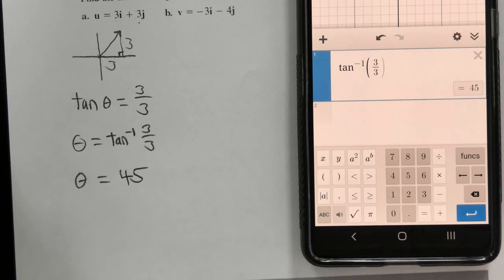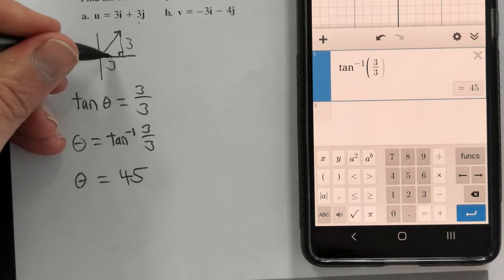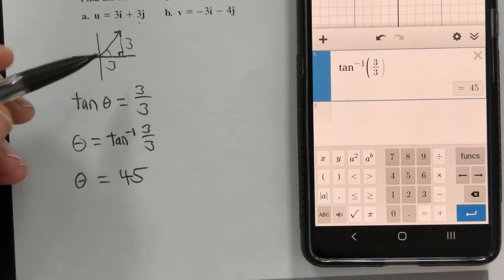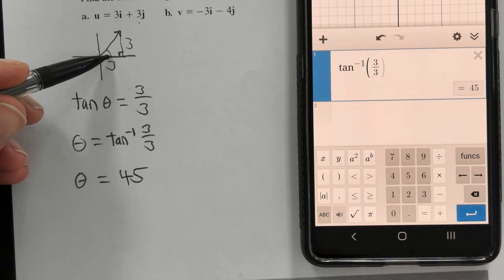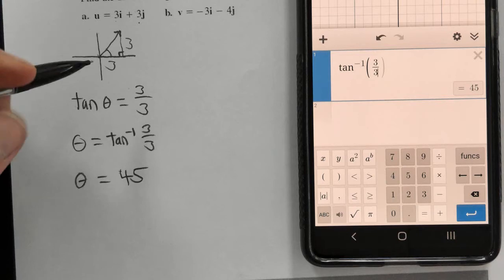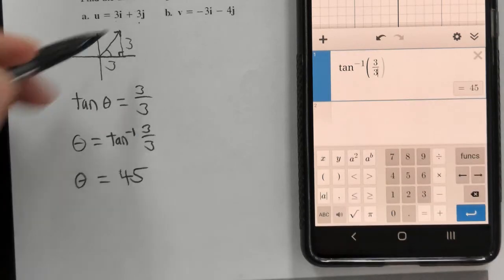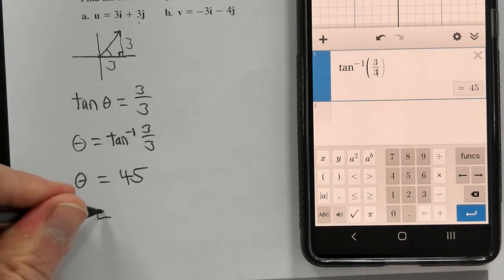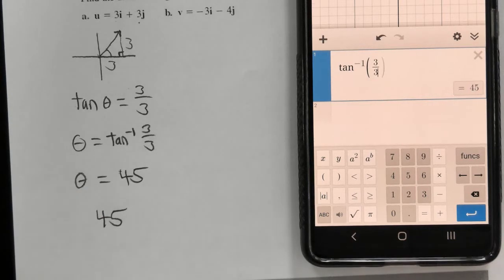Now, you always have to check and make sure that that's the complete angle, because from here to here is 45 degrees, and that is the direction angle from the positive side of the x-axis counterclockwise to the vector. So that is our answer, 45 degrees.